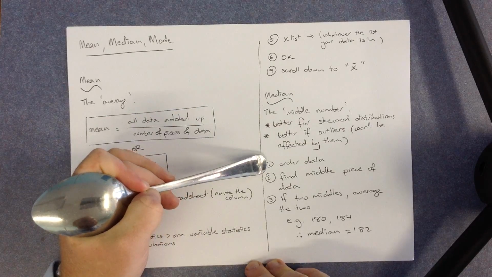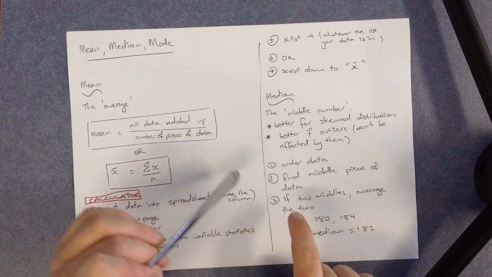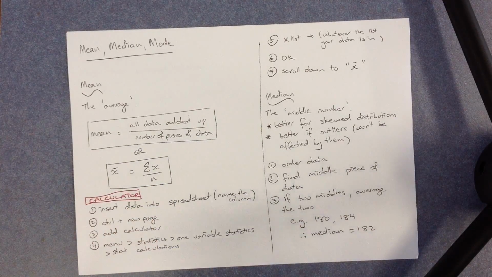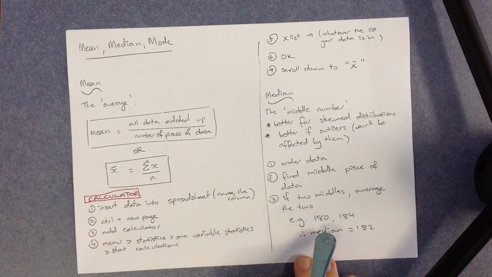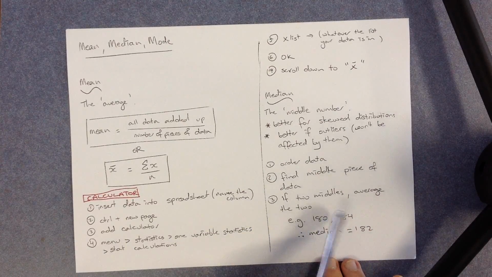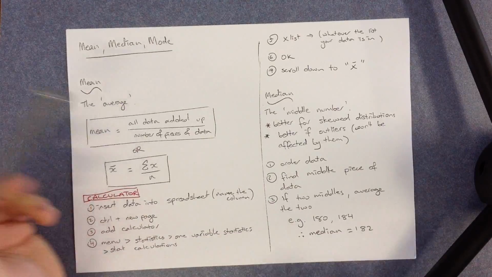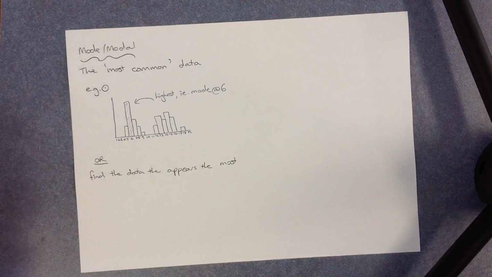So basically, again, just order the data, line them up, find the middle piece of data, but if there's two in the middle, just average halfway between the two. So for example, if you've got 180 and 184, just average halfway between the two, so add them up and divide them by 2. Half of that is 182. Pretty straightforward, I reckon.